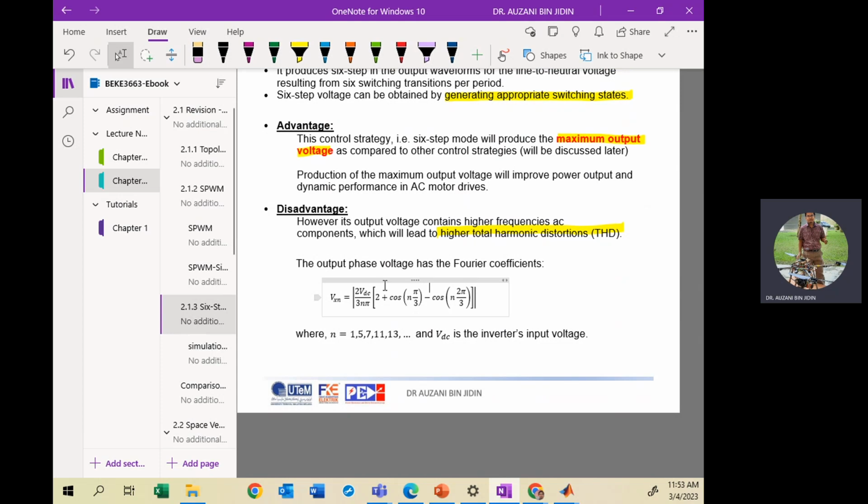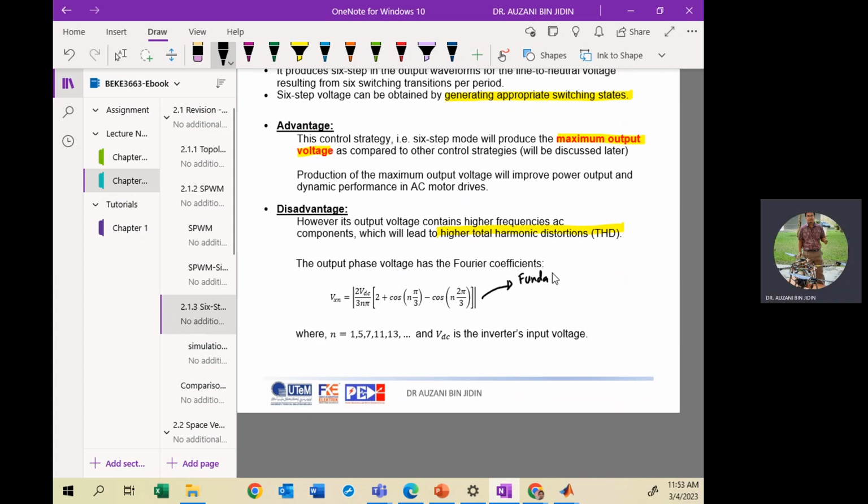Okay, so to calculate the harmonic component, you can apply this equation. Actually, from this equation, you can calculate the fundamental component. We are interested in this topic to calculate the fundamental component. Just now, you calculated the fundamental component using the SPWM.